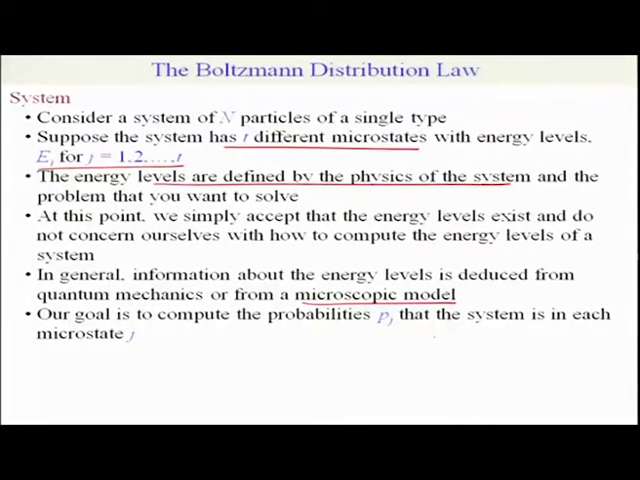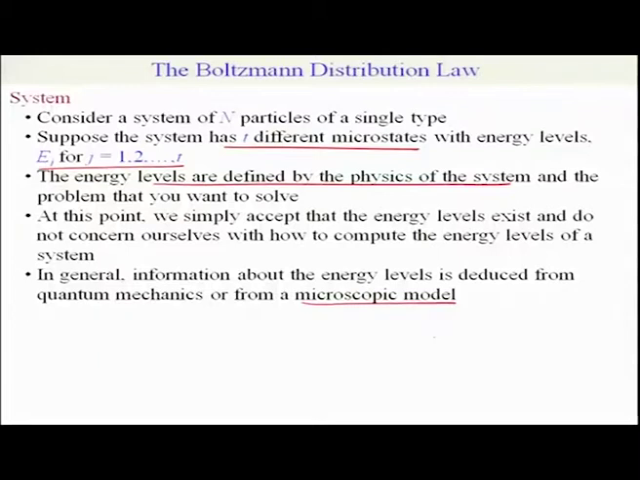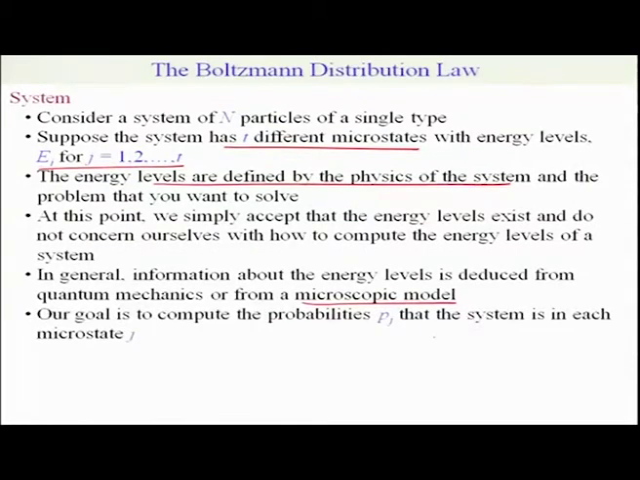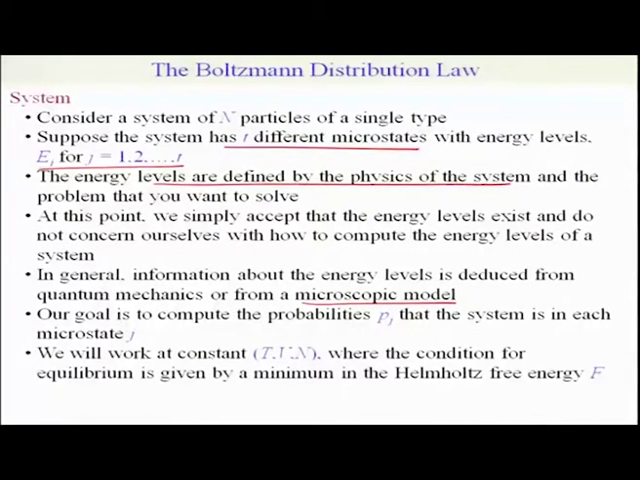So, what is our objective? Our objective is basically to compute the probability of a given state of the system, that means the probability P_j that the system is in each microstate j. Once we have P_j, we should be able to calculate many different properties. In order to appreciate this, we will work at constant T, V, N.